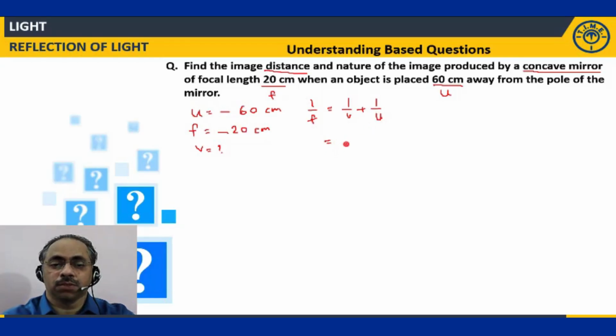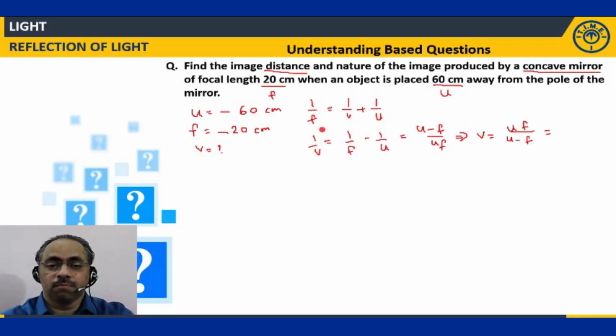Okay, now substitute. We need to find out what is V. 1 by V is equal to what? 1 by F minus 1 by U. So I'll simplify the right hand side. I'll get it as U minus F divided by UF. Okay, so from this I'll get V is equal to UF divided by U minus F.